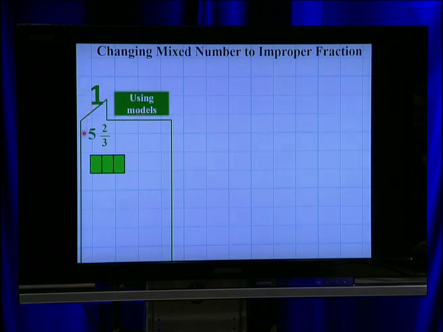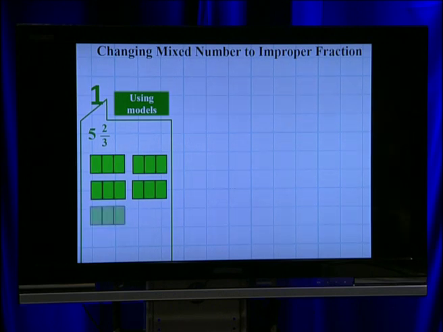We have 5 wholes, right? So 3/3 makes one whole, 2 wholes, 3 wholes, 4 wholes, and 5 wholes. What do we have left now? We are left with this fraction, 2/3. So we represent this using models again.